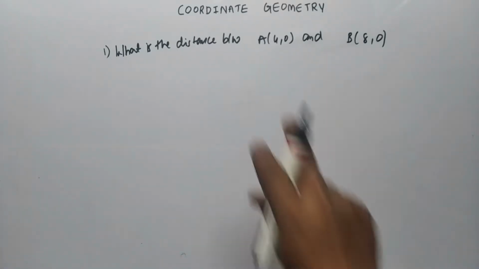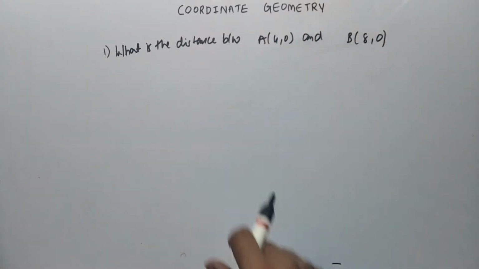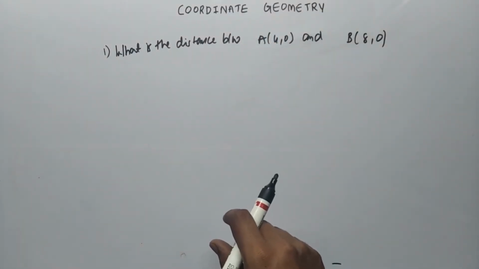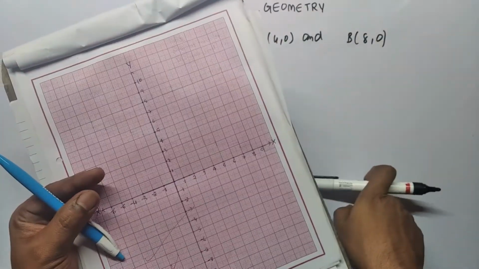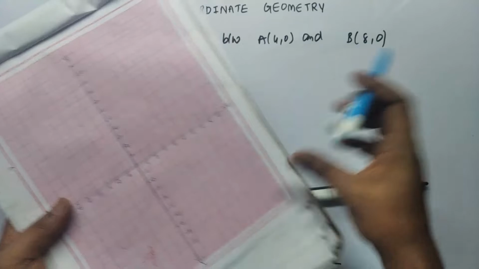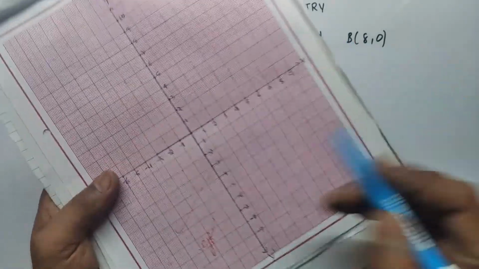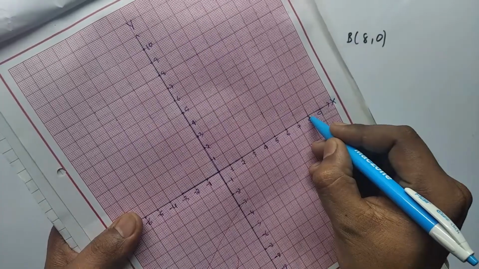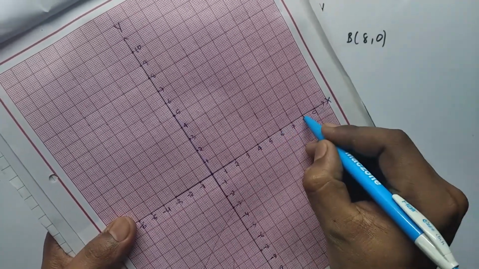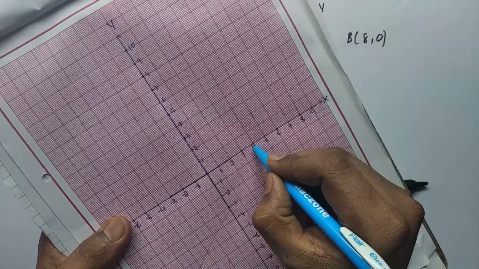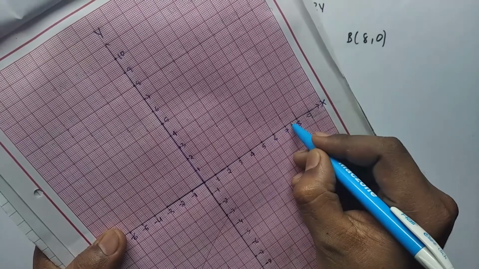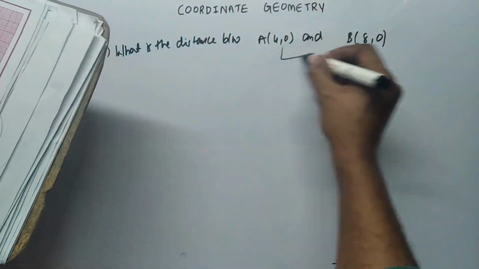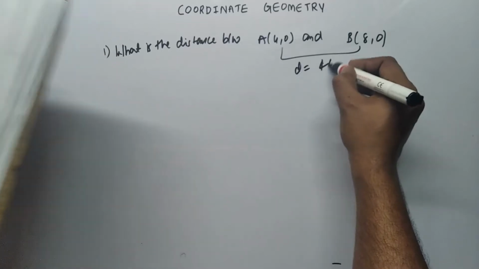So here, if you want to find the distance between these 2 points, you can use the help of the coordinate system. Suppose I take the same question on the graph, we can do this very easily. Suppose you want to find the distance between 4,0 and 8,0. Both lie on the x-axis. So this is 4,0, this is 8,0. We can easily find the distance, because we know the distance between each square is 1 unit. So 1, 2, 3, 4. So the distance between these 2 points will be 4 units.